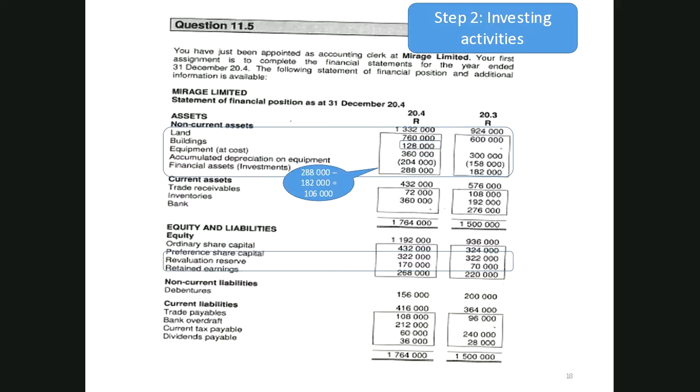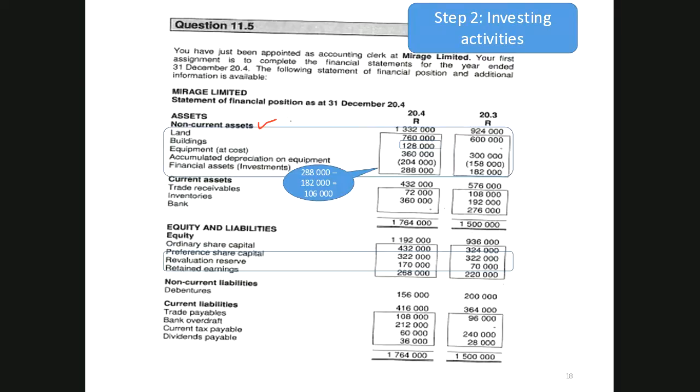What you need to now do is look at your non-current assets, okay? So in this question, we have land, buildings, equipment, accumulated depreciation on equipment, and financial assets. So in the investing activities section of the cash flow statement, we try to see what was the amount of money we spent investing in non-current assets.